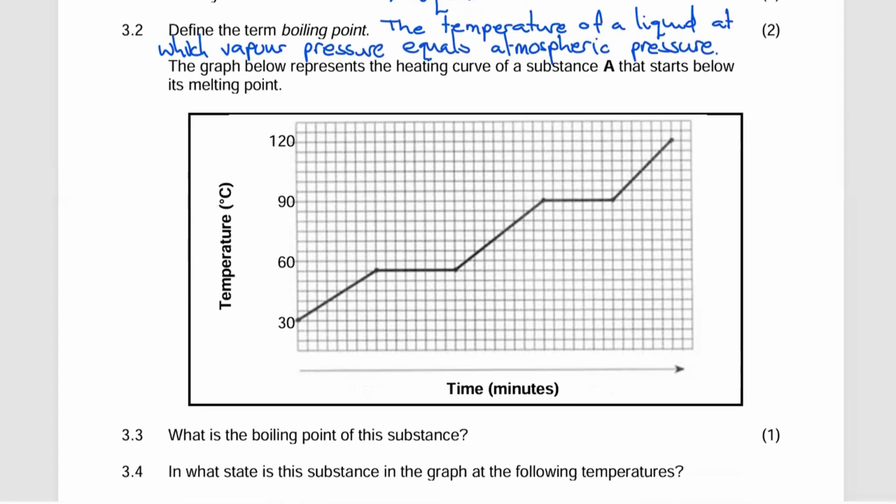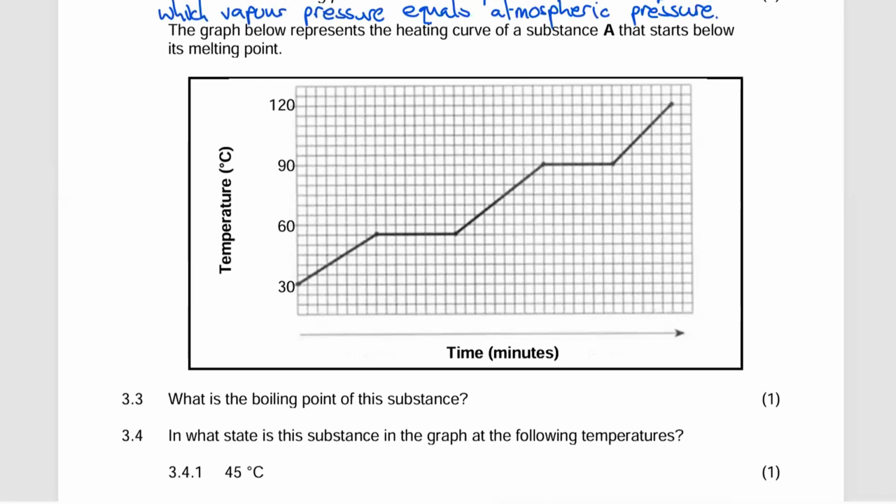Then we proceed to underneath there. It says the graph below represents the heating curve of a substance A that starts below its melting point. So it means from 30 going downwards is below our melting point. According to this, what is the boiling point of this substance? We're looking for the specific temperature at which it boils.